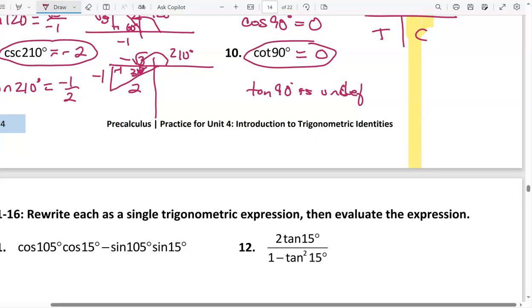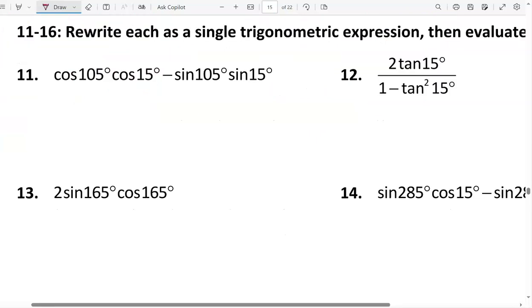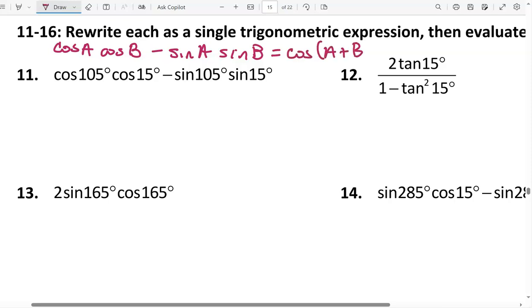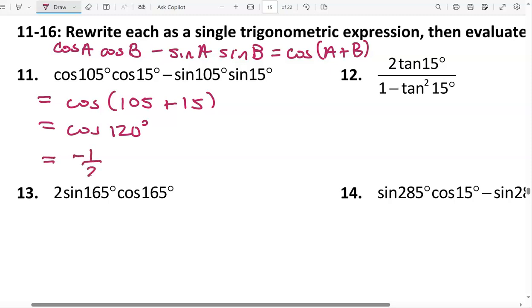For 11 through 16, we're going to write each as a single trigonometric expression and then evaluate. So in number 11, it looks like we have a cosine A, cosine B, minus the sine of A, sine of B, sort of a pattern. And so that's going to equal the cosine of A plus B. So this simplifies to cosine of 105 plus 15, which is the cosine of 120 degrees, and the cosine of 120 degrees is -1/2.